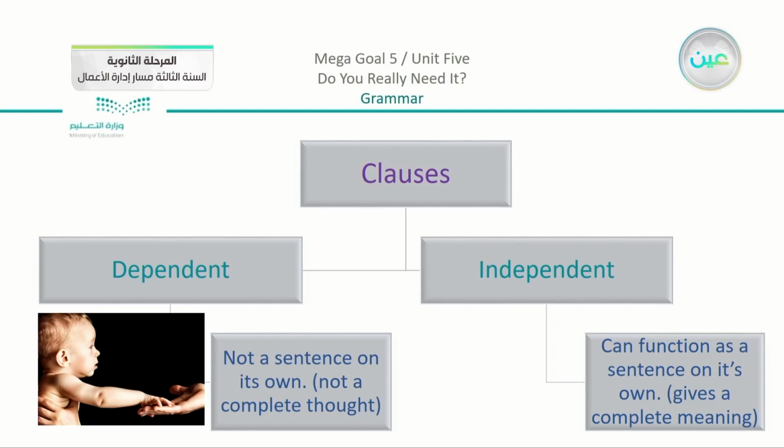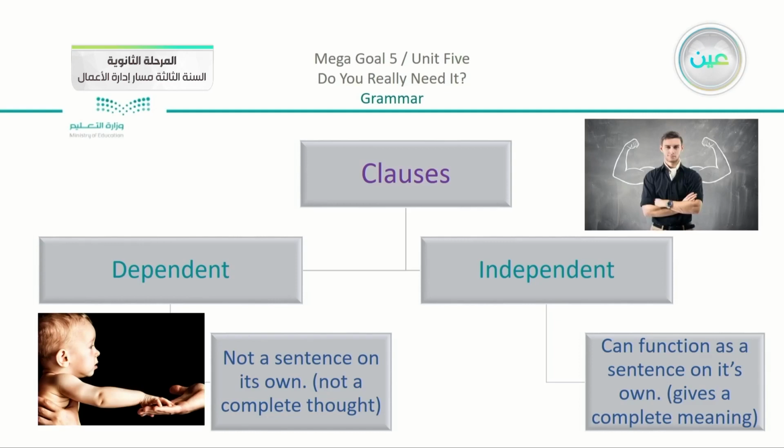So this baby has to depend on someone else, which means that he or she is not complete. They do not act alone. But the independent clause, we can just compare it to a young man. This young man can depend on himself or herself. They can act separately, they can do things by themselves. So they give separate ideas or complete ideas, we can say. So we have here the independent clause can function as a sentence on its own, and gives a complete meaning.